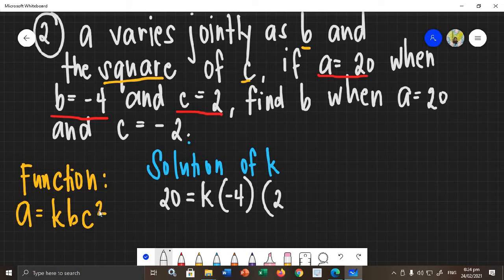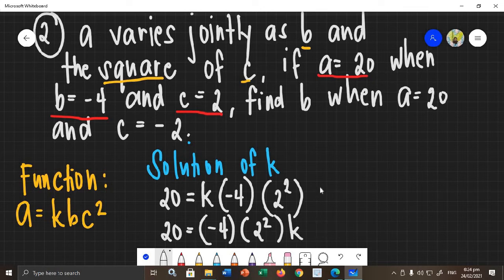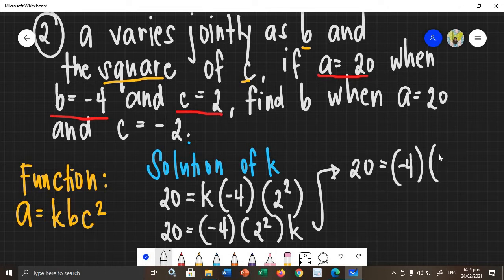As you can see, yung c natin is naka-square. So therefore, you need to also write a square there. So 2 squared. And then rewrite natin, mauuna yung numbers. So we have -4, and then 2 squared, and then k. So simplify natin. So we have 20 is equal to -4. Simplify muna natin yung may exponent. 2 squared is equal to 4, and then k.